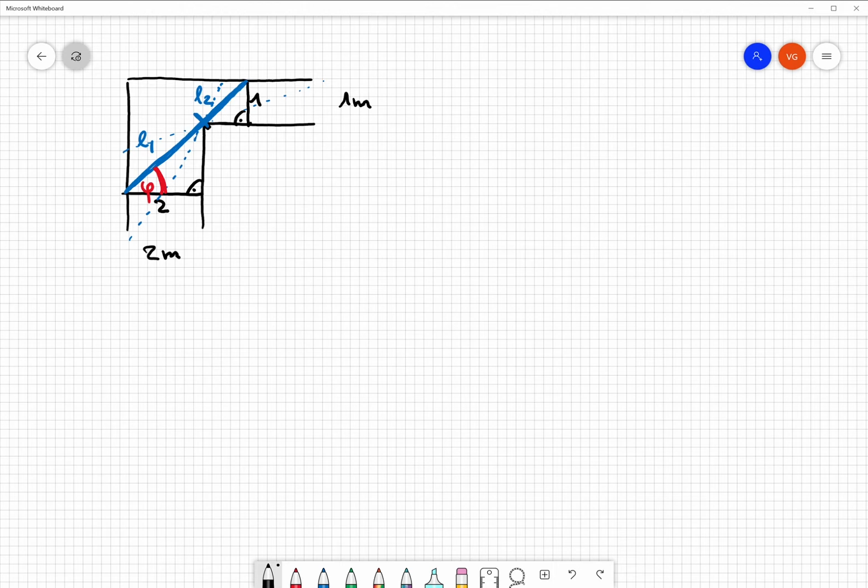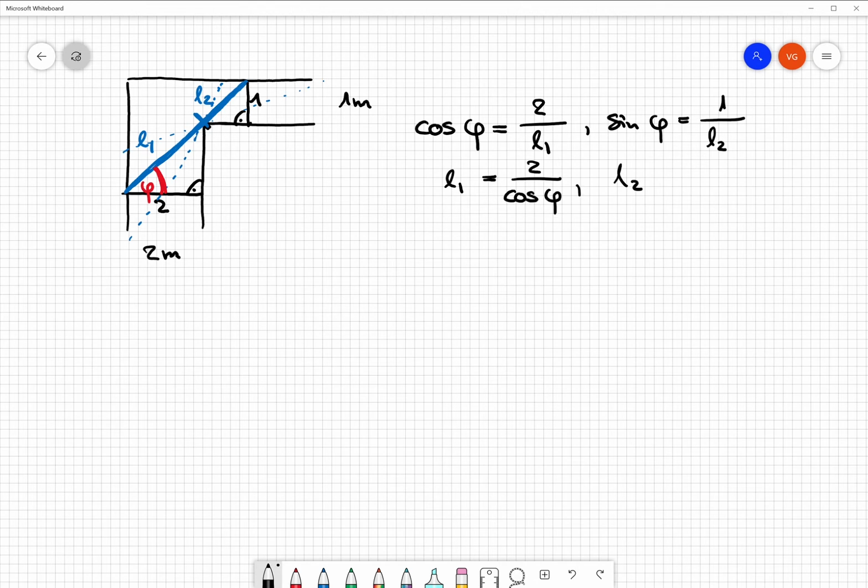In the first triangle containing L1, we can use a cosine. The cosine of phi equals adjacent leg over hypotenuse L1. And in the second triangle, we can use the sine of phi. The sine of phi is opposite leg 1 over hypotenuse L2. Therefore, we can rearrange this. L1 is 2 over cosine phi, and L2 is 1 over sine phi.